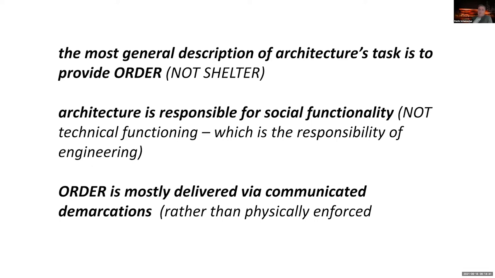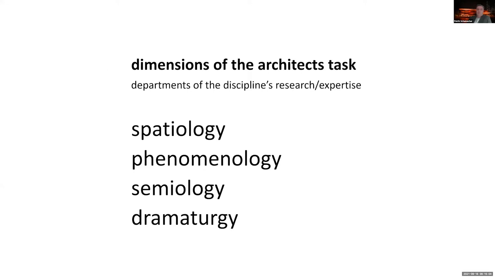And then there's this claim that order is mostly delivered via communicated demarcations rather than by physically enforced boundaries. I mean, both exist, and I would say historical progress aligns with substituting communicated demarcations on thresholds for just physically enforced borders. So that means we haven't reached the end of progress.